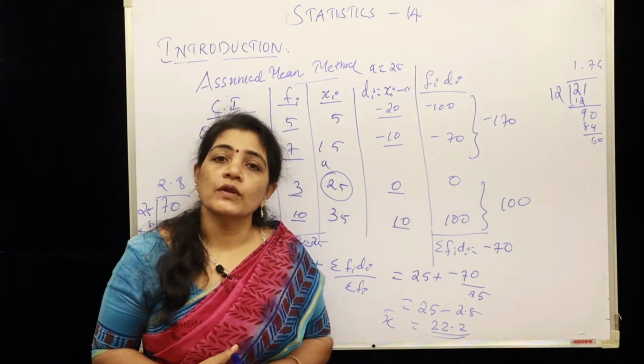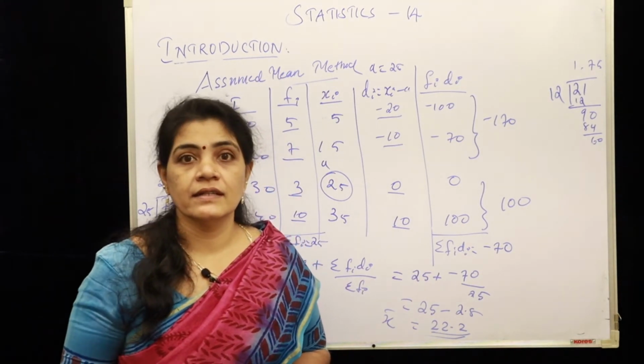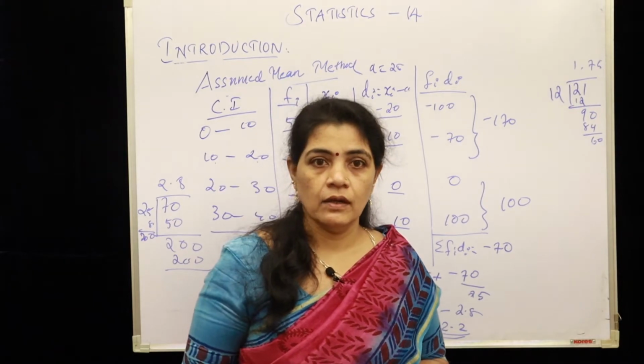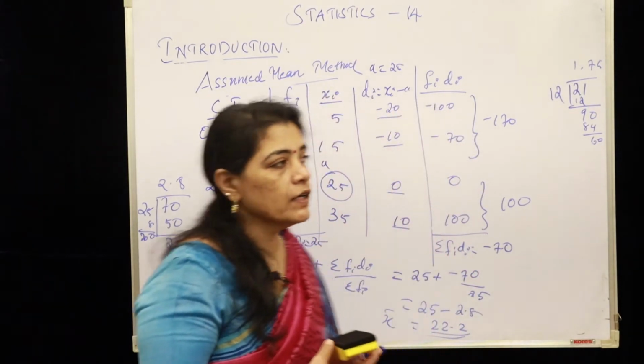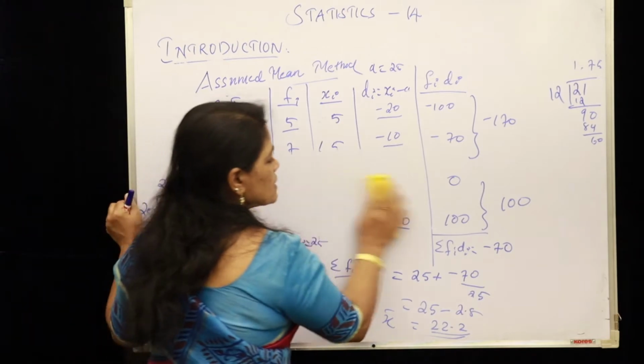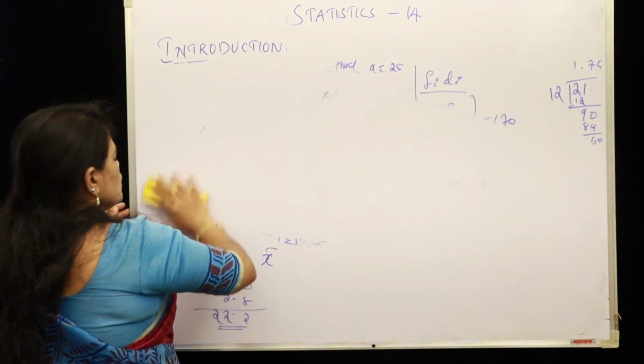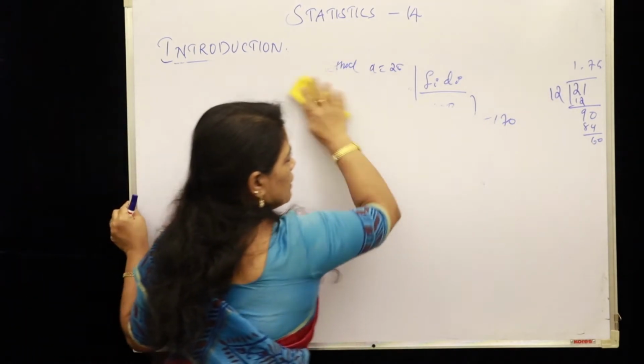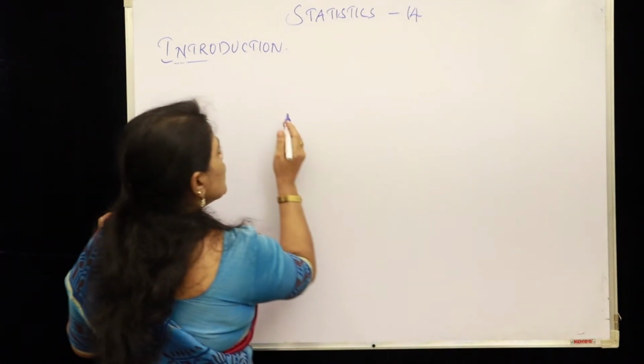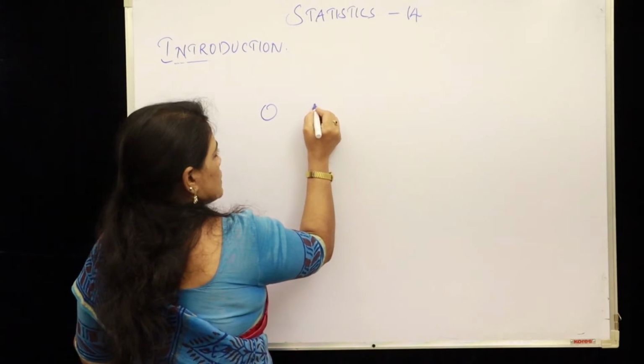Now we are moving to the second measure of central tendency, that is mode. Last year we learned what mode is, children. Mode is for ungrouped data. It is the value which occurs most often. To find the mode of these observations.